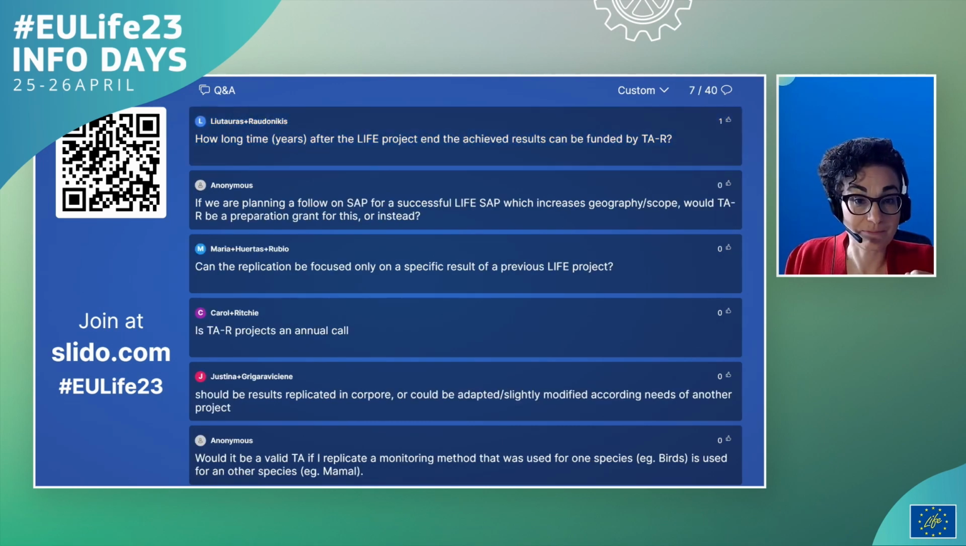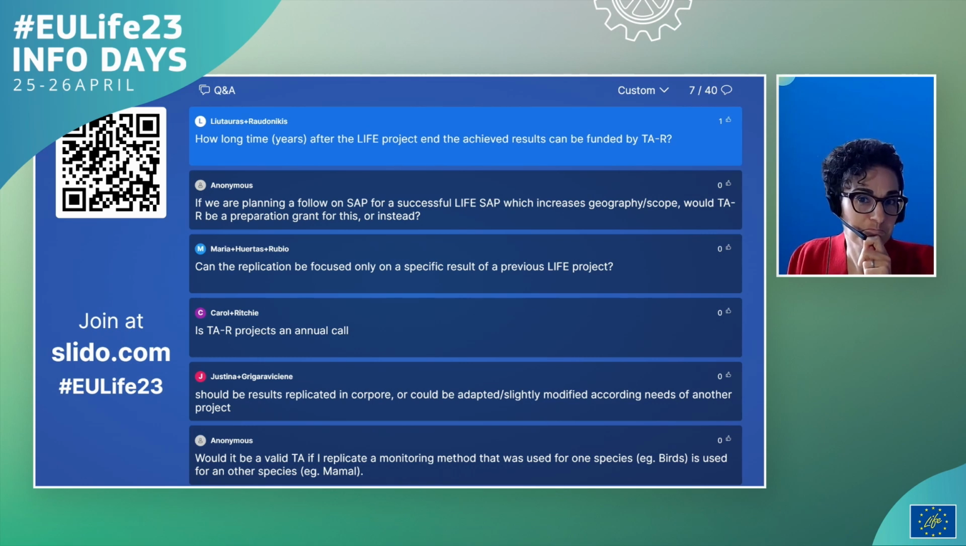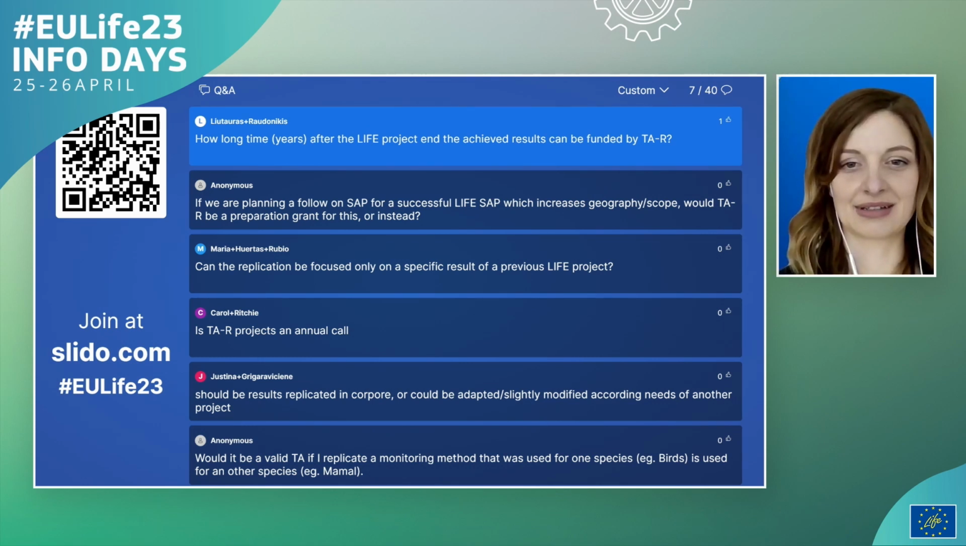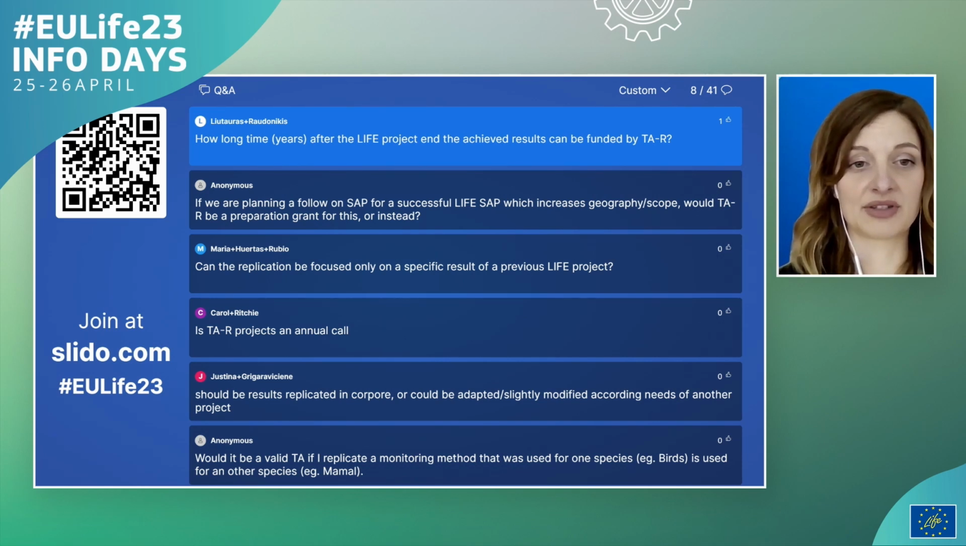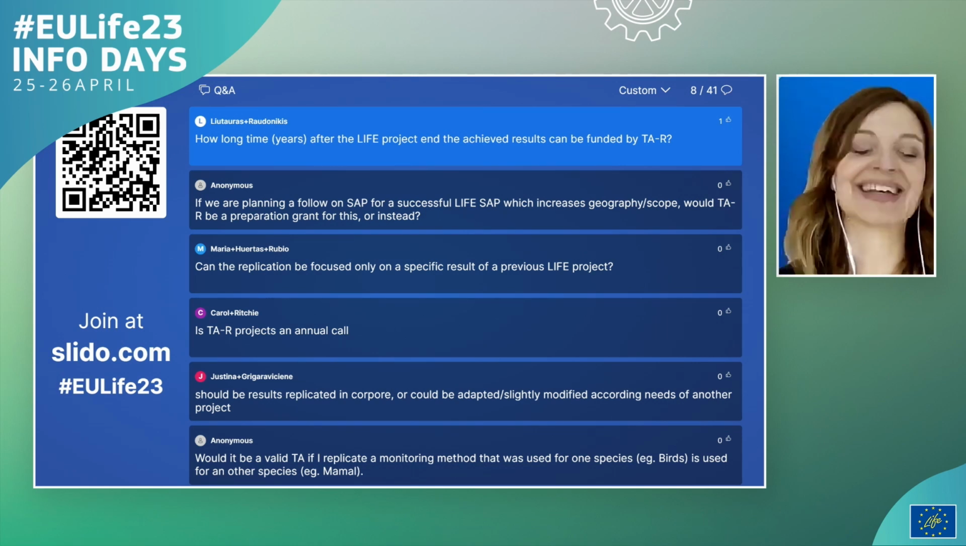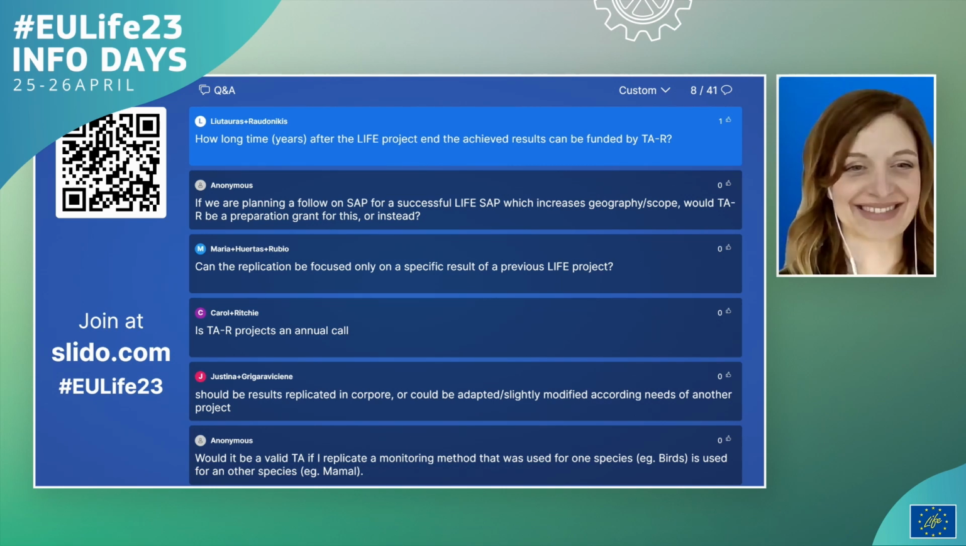How many years after the LIFE project can the achieved results be funded by a TAR? Oh, that's a good question. Have we set a limit? I don't think there is a limit. So basically, as long as it makes sense, I would say. Yeah, exactly. But there is no limit. How long it makes sense, though. If in the meanwhile the replication has been achieved, there is no point in having an extra project on this. Exactly.